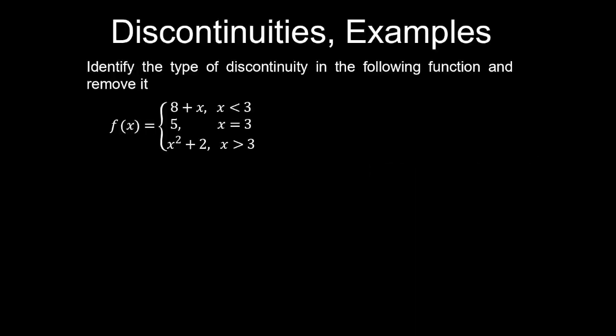Identify the type of discontinuity in the following function and remove it. So we can see that the individual expressions for the function are all continuous, so we need to check if it's continuous at x equals 3. So the value of the function at 3 is 5. And now we check the limit as x approaches 3 from both sides.